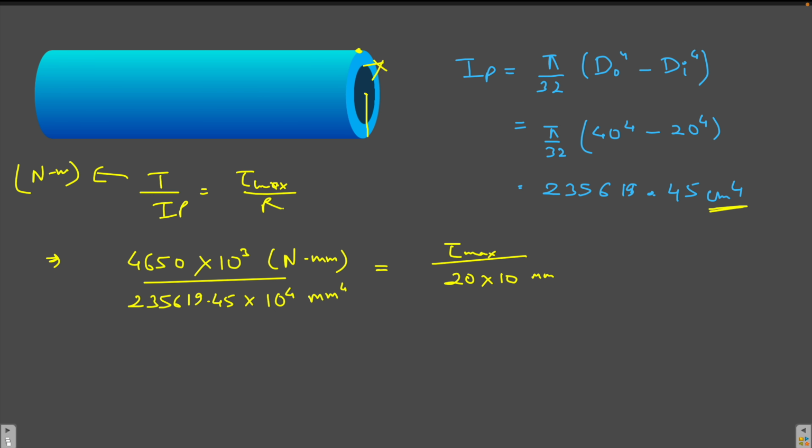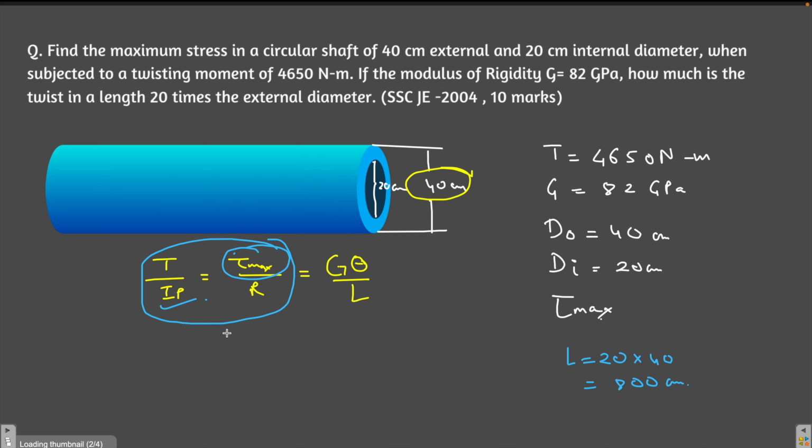So if you solve this, you just have to use your calculator and solve it. You will get tau max as 3.395 Newton per millimeter square. So what was the key point in this question? The key point was that each and every unit was different. It was Newton meter, it was gigapascal, centimeter, centimeter. So we have converted everything in millimeters.